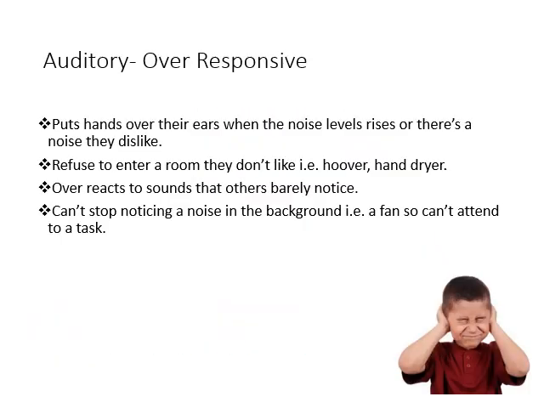Some children can have difficulty with discrimination of sound, meaning they can't control what comes into the body. You may observe that your child puts their hands over their ears when the noise levels rise or there's noise they dislike. Refuse to enter a room if they hear a noise they don't like, for example the hoover or a hand dryer. Overreacts to sounds that others barely notice, or can't stop noticing a noise in the background, for example a fan, which makes it difficult for them to attend to a task.